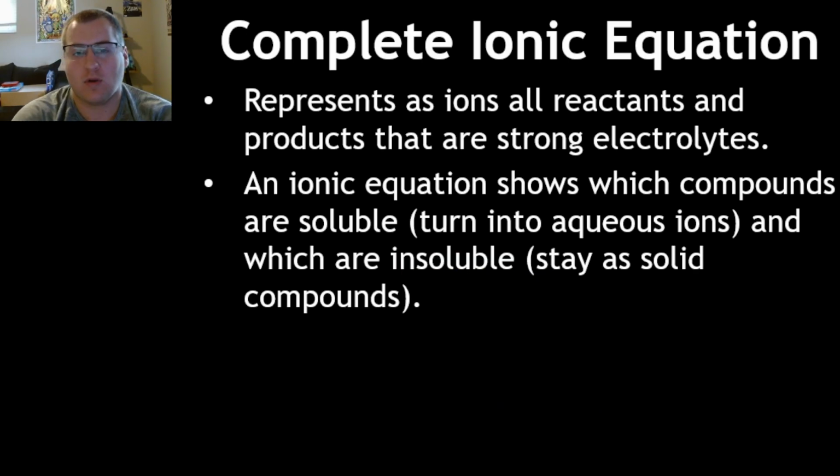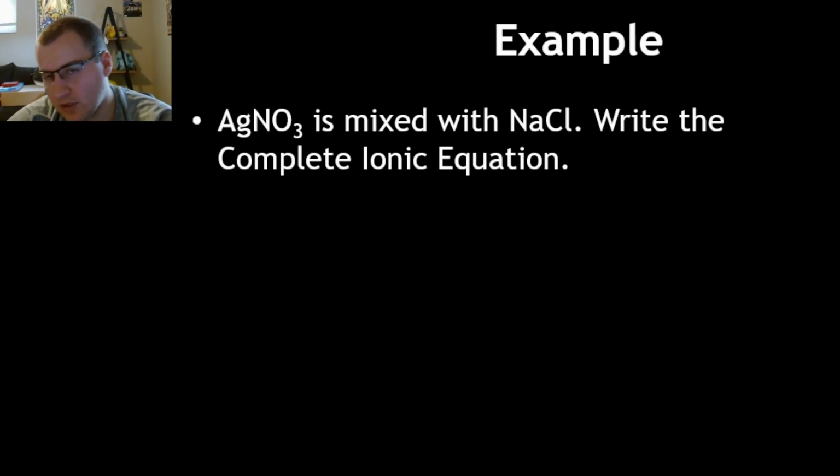Okay. We're going to use this to write a new type of reaction called the complete and net ionic equation. It represents all the ions as reactants and products that are strong electrolytes. An ionic equation shows which compounds are soluble, are going to turn into ions, and then which ones are insoluble. So it's a little bit more specific of a reaction, useful for solution stoichiometry. Here's our example. AgNO3, silver nitrate, is mixed with NaCl, sodium chloride. Write the complete ionic equation.